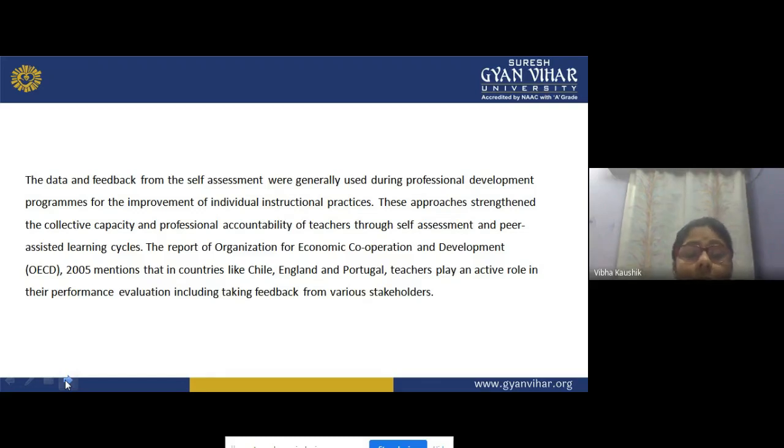And who can be the stakeholders? It can be the parents, the students, the peer members, or their supervisors. They take feedback from various stakeholders so that they can bring a qualitative improvement in their teaching-learning process.